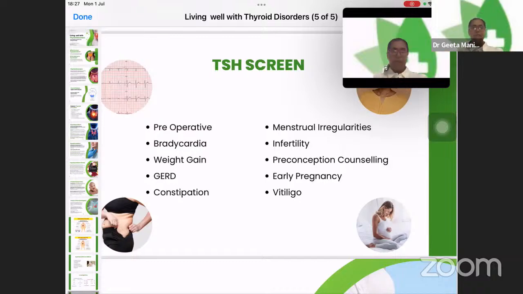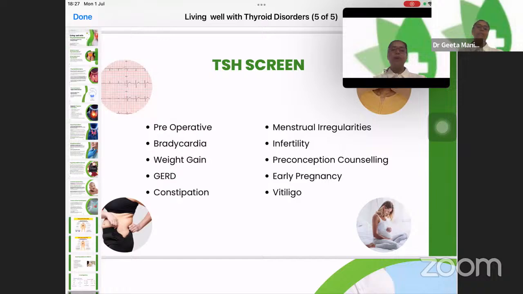TSH screening is necessary in the majority of cases, especially preoperatively. It is to be screened just to see how the recovery would be post-surgically, and whether there could be any complications during surgery. If there's bradycardia, it is important that you screen for hypothyroidism. If there's weight gain, it is important that you get tested for hypothyroidism or the TSH. GERD is associated with hypothyroidism. Constipation is associated with hypothyroidism.